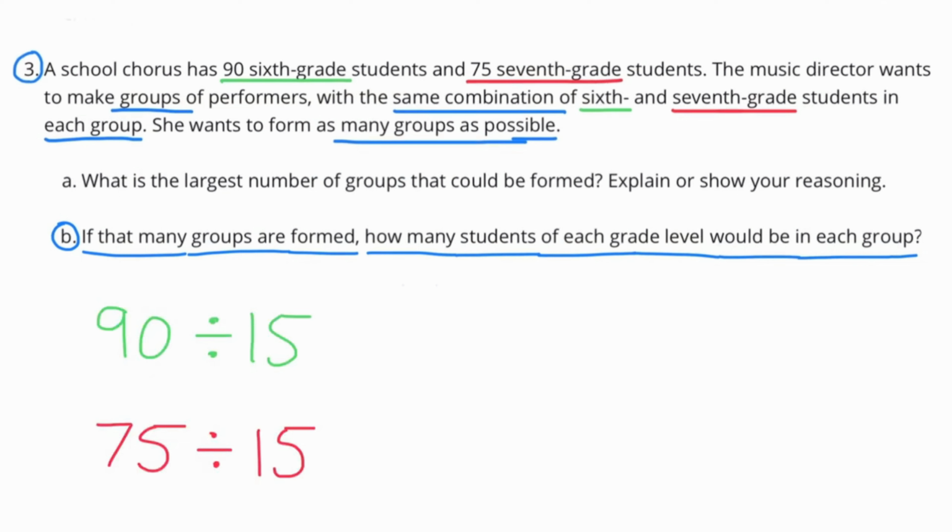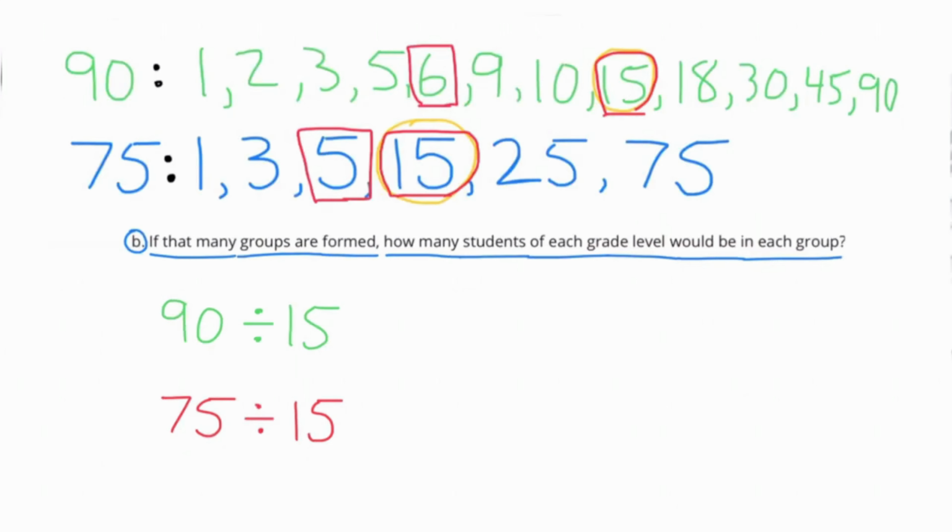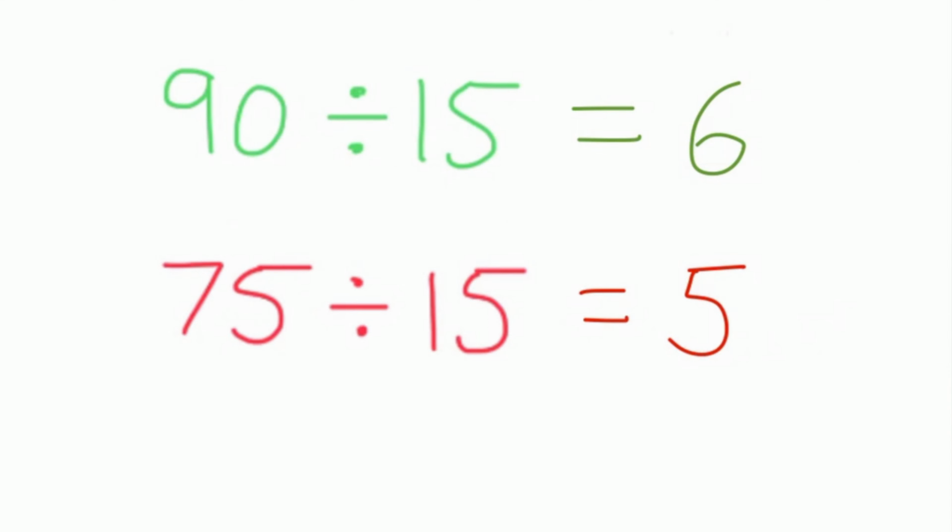90 6th grade students divided by 15, and 75 7th grade students divided by 15. Look to the top of the screen where I have the factors of 90, and you'll see that 90 divided by 15 equals 6, because 6 times 15 equals 90. Look underneath it where you see the factors of 75, and you'll discover that 5 times 15 equals 75, or 75 divided by 15 equals 5. If 15 groups were formed, there would be 6 6th graders in each group and 5 7th graders in each group.